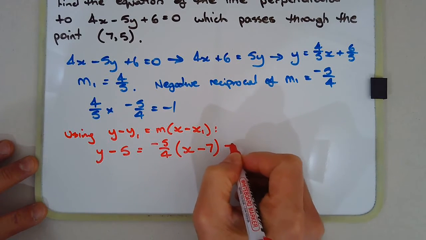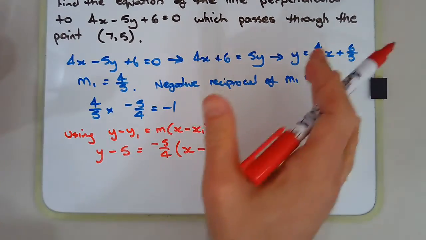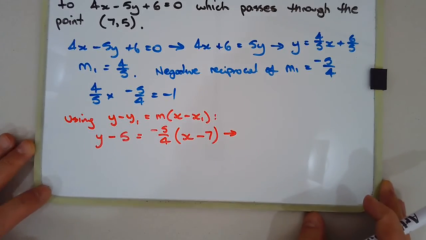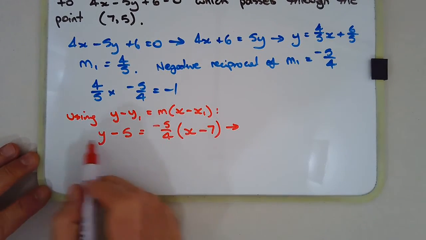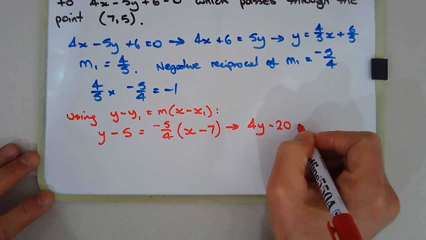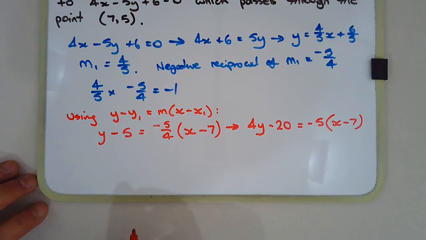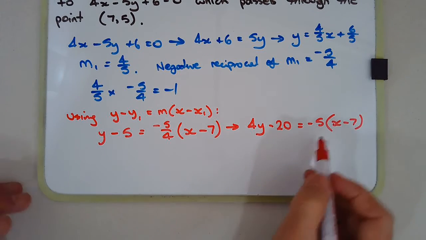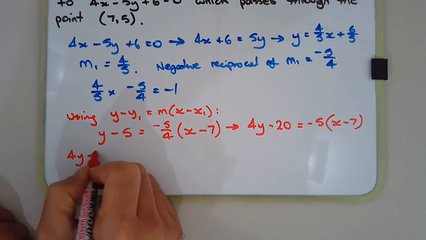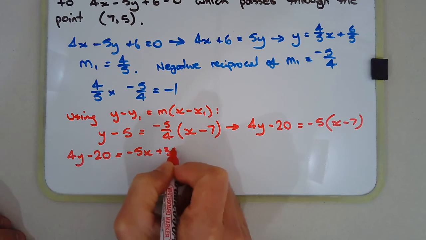Now I'm going to express this in general form only because it's more convenient, not because I have to, not because the question says so. The example doesn't say which form. So I'm just going to choose general form, multiplying everything by 4. So we have 4y minus 20 is equal to negative 5 outside of x minus 7. Expanding the bracket, multiplying the negative 5 into the bracket, we have 4y minus 20 is equal to negative 5x plus 35.